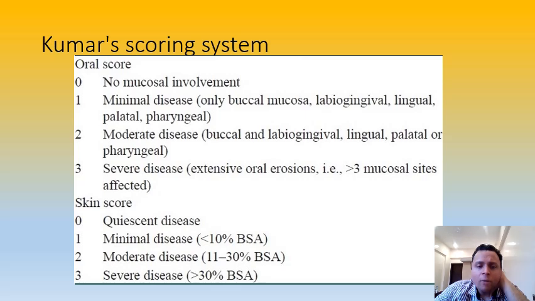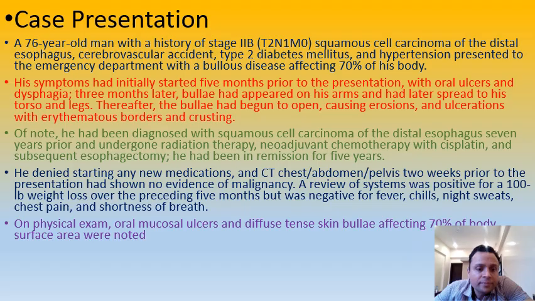Oral score: minimal, moderate, and severe. Minimal means only mucosa is involved, like pharyngeal. Moderate means there will be involvement of palate, pharyngeal, or moderate buccal. And severe disease means extensive lesions are there. Okay, so depending upon this, it is very subjective, very subjective.